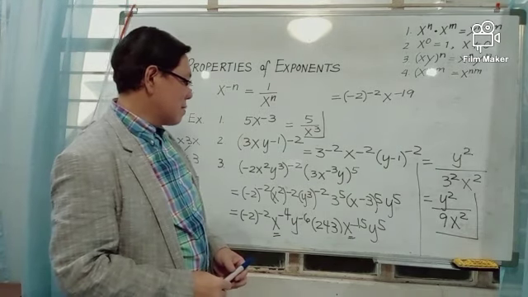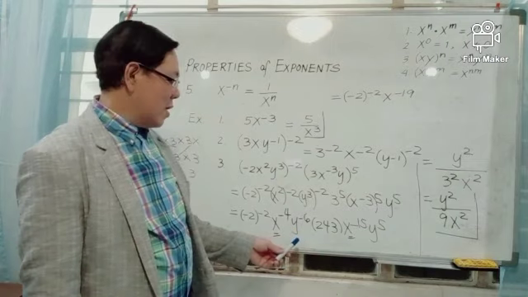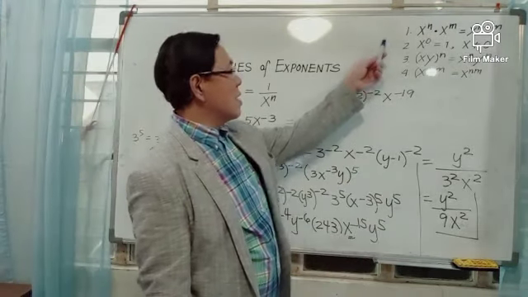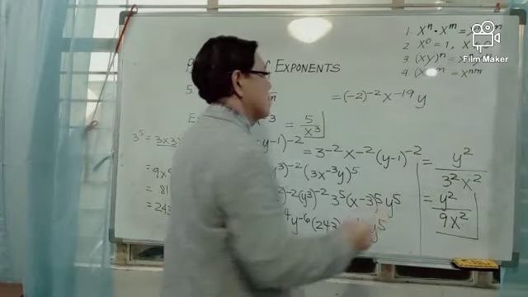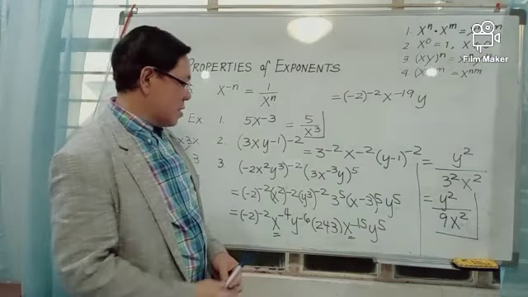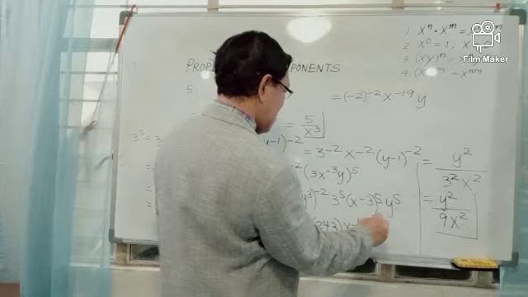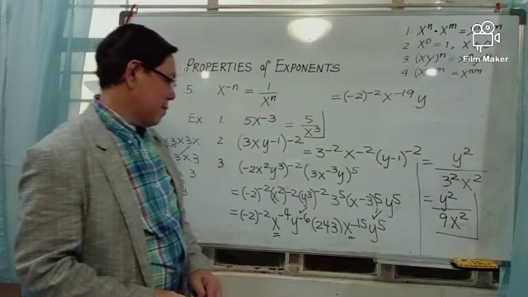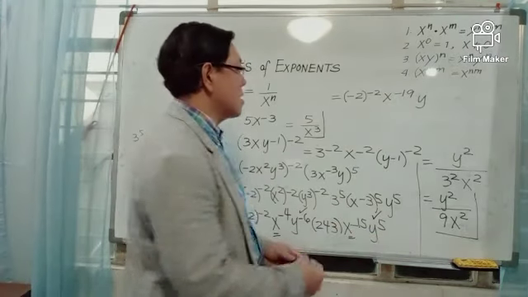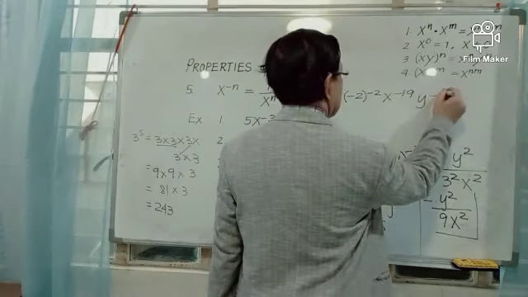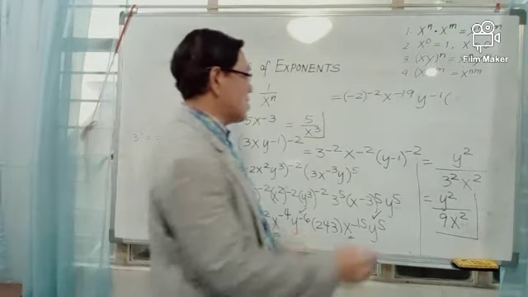Multiply by the literal coefficients with common base of y. Copy the common base by the first property of exponent, y. Add the exponents of y, negative 6 here, and positive 5 here. And you get negative 6 plus 5 is negative 1. Multiply by this numerical coefficient 243.